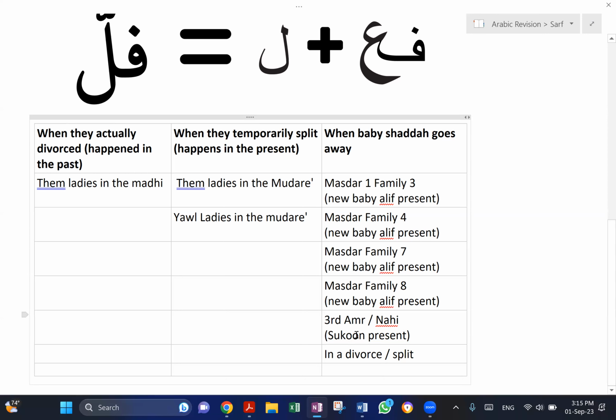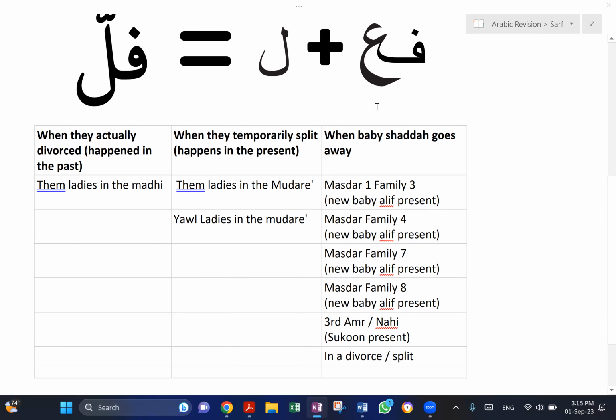And then, of course, if there's a sukoon as well, one enemy. Like, I don't get along with sukoon. I don't trust sukoon. I don't like sukoon. Shadda goes away. And of course, also, if there's a divorce or a separation, Shadda also goes away. So that's basically the story of Mudaaf.